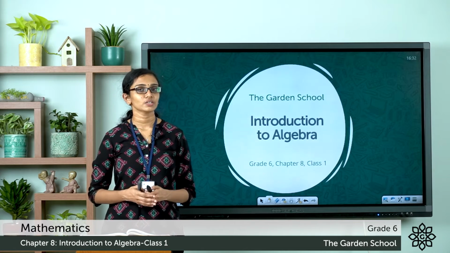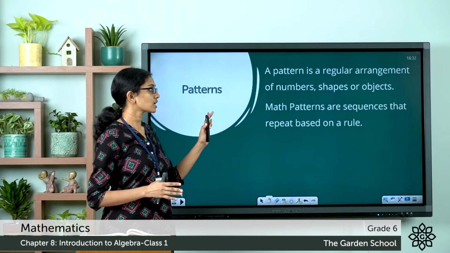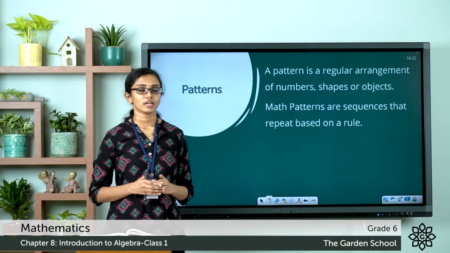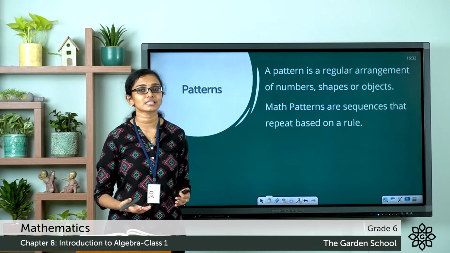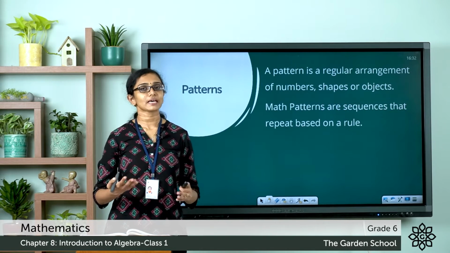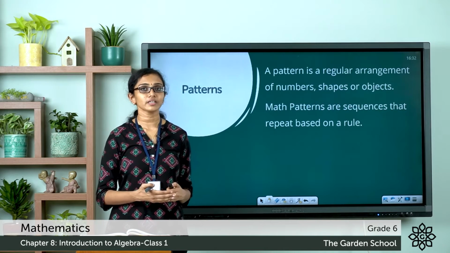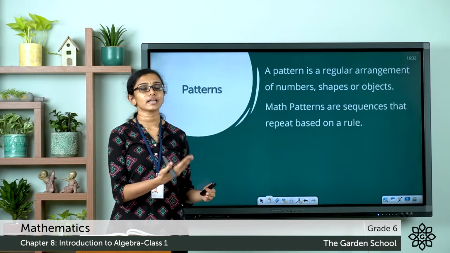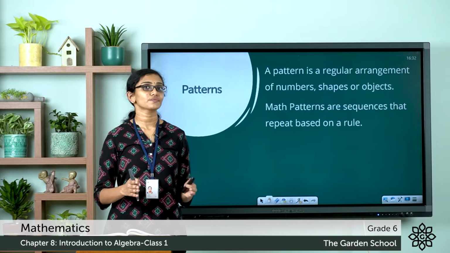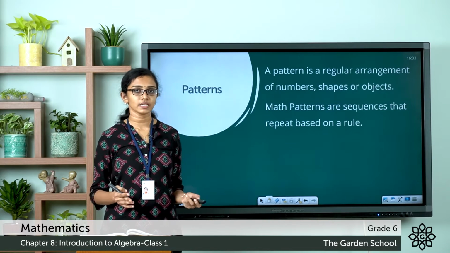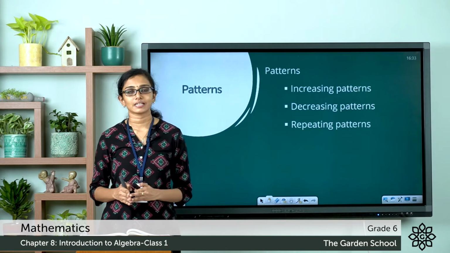What is a pattern? You can say a pattern is a regular arrangement of numbers, shapes or objects. And patterns in mathematics are usually sequences that repeat based on a pattern rule. And a pattern rule is a set way or a set method to find the next number in the series or the sequence. Now, patterns are of different types. Patterns can be increasing patterns, decreasing patterns or repeating patterns.